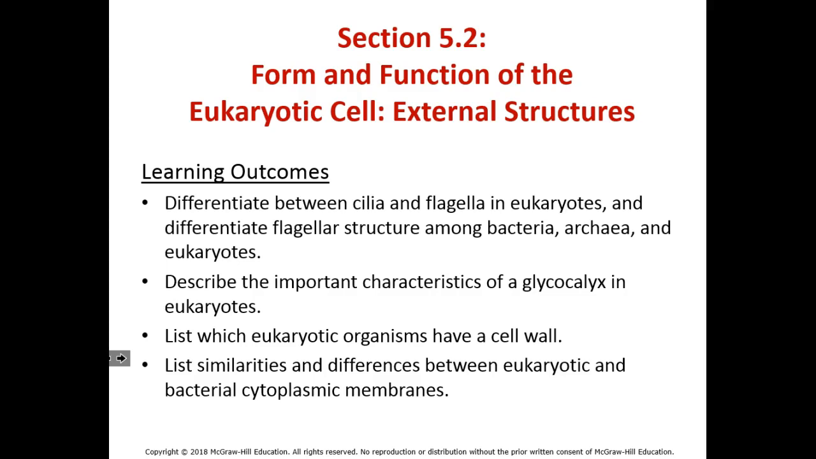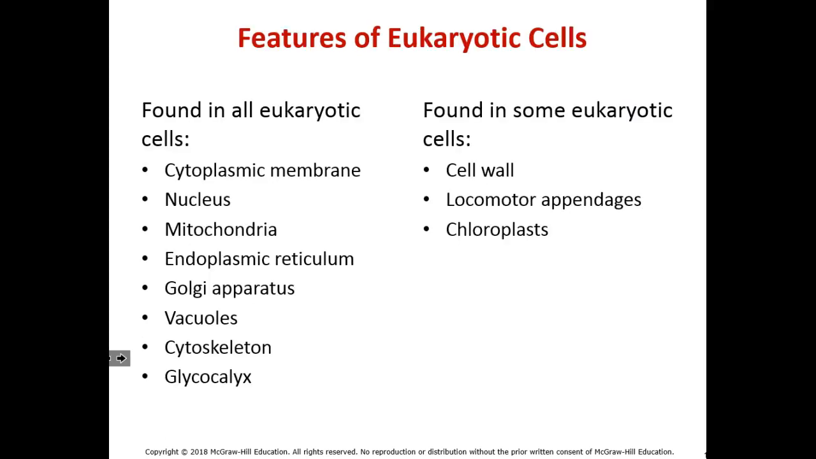We're going to describe the important characteristics of the glycocalyx in eukaryotes, list which eukaryotic organisms have a cell wall because all of them don't, and list similarities and differences between eukaryotic and bacterial cytoplasmic membranes. Some of the features of eukaryotic cells. These are found in all eukaryotic cells: the cytoplasmic membrane, the nucleus, mitochondria, endoplasmic reticulum, Golgi apparatus, vacuoles, cytoskeleton, and the glycocalyx. And in some eukaryotic cells, we have the cell wall, locomotor appendages, and chloroplasts.